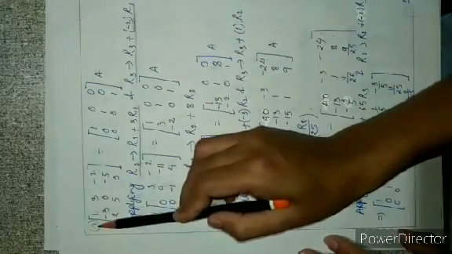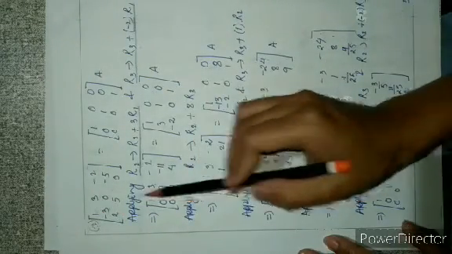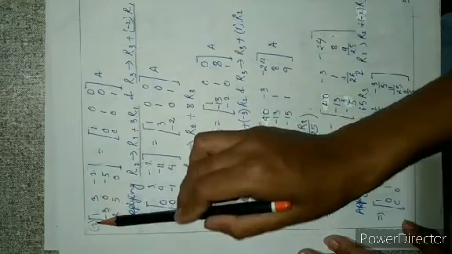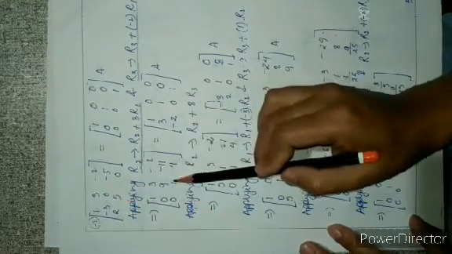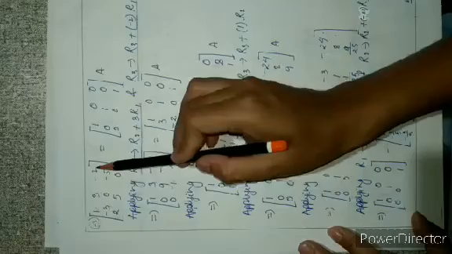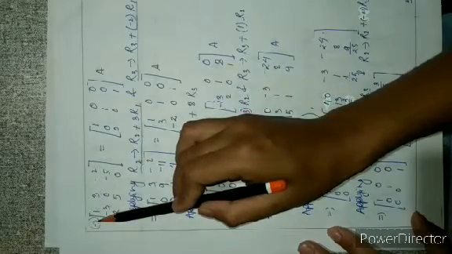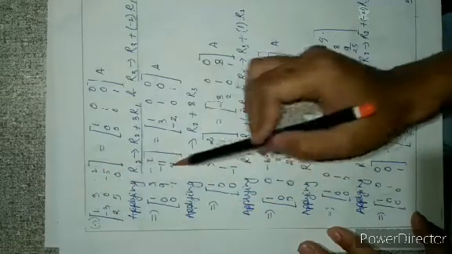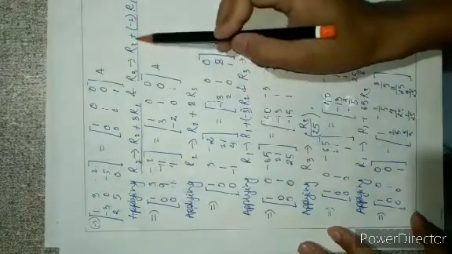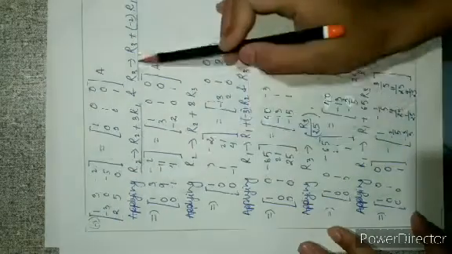1 into minus 2 plus 2 is equal to 0. 3 into minus 2 minus 6 plus 5 which is equal to minus 1. Minus 2 into minus 2 is plus 4, 4 plus minus 4 is 0. Then apply it.